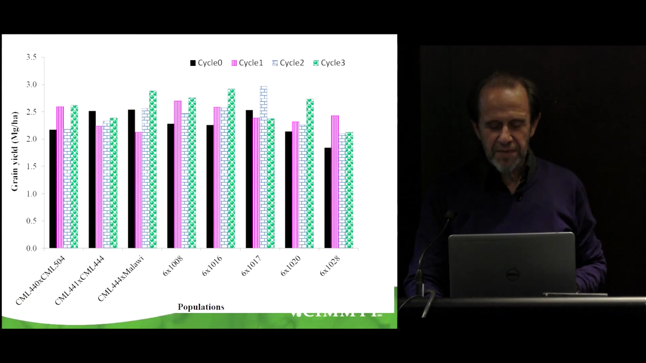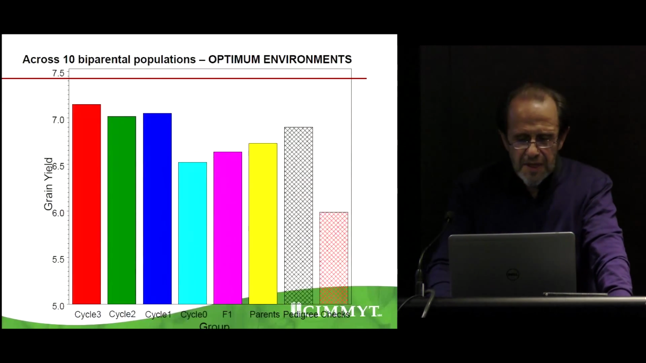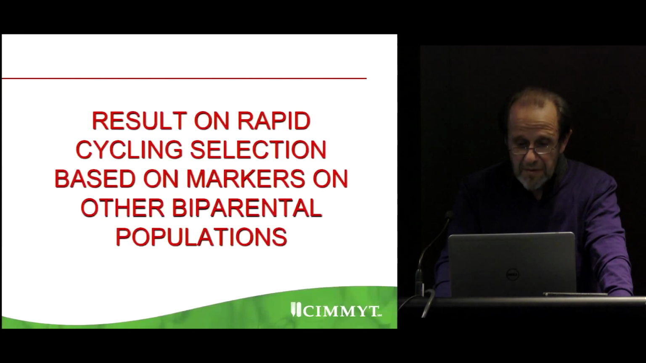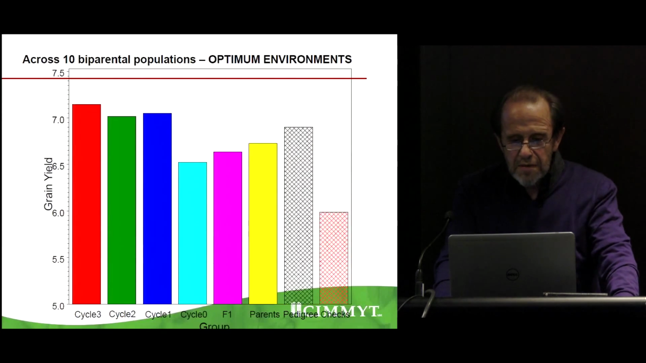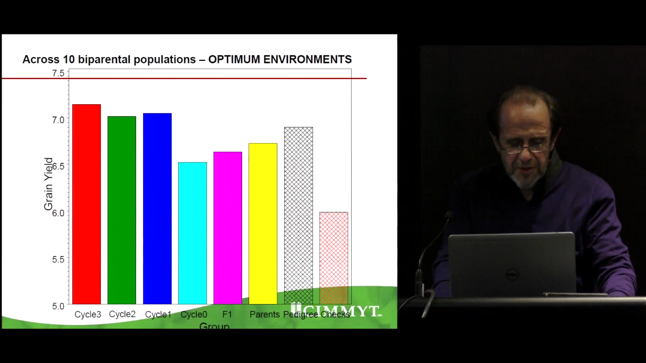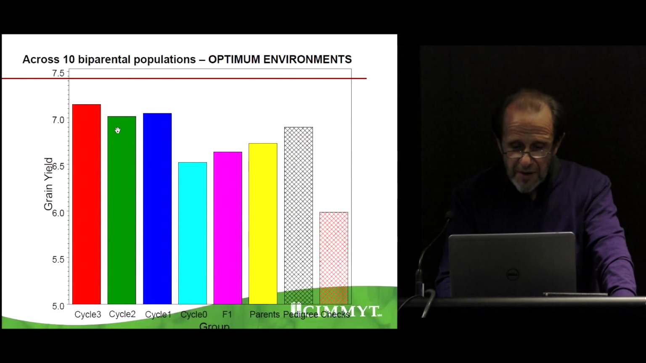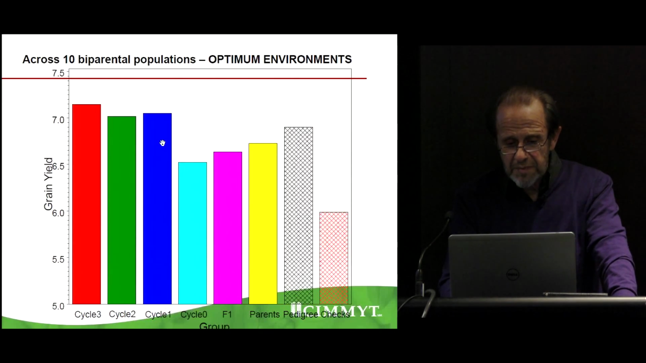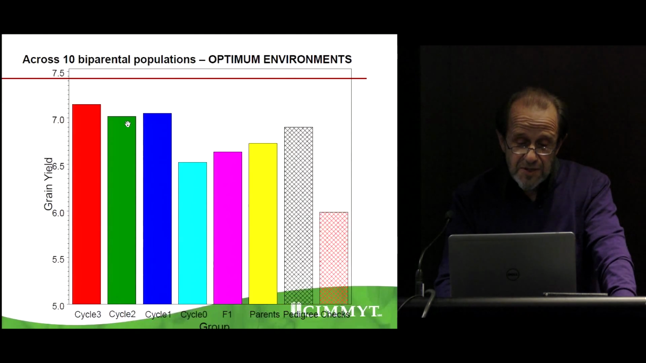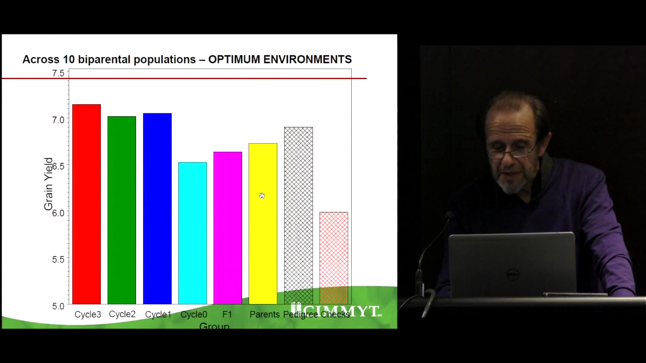Now, I'd like to show you something very interesting because I think this goes a little bit beyond what we are talking about. These are another set of biparental populations in optimal environments. You see that cycle 3 is ahead of cycle 2, a little bit, not much. Cycle 1, cycle 0. Well, the big jump is cycle 0 to 1 because this is phenotypic selection. Then not much increase in cycle 2, cycle 3. These are the F1s, these are the parents, this is the pedigree conventional, and these are the checks.